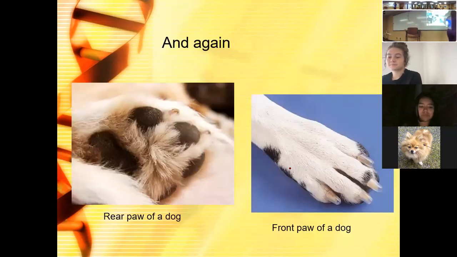All right, so this is the front paw of a dog. Tell me what the walking side is called if it's front. Palmar. Here's the back paw of a dog. Plantar.